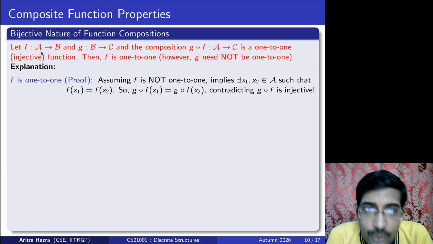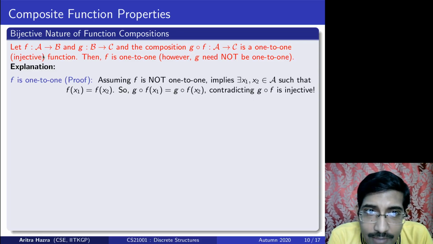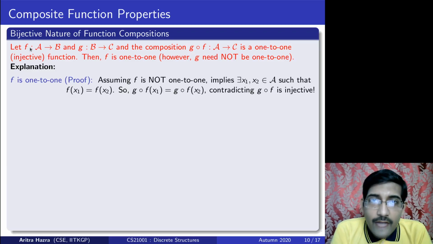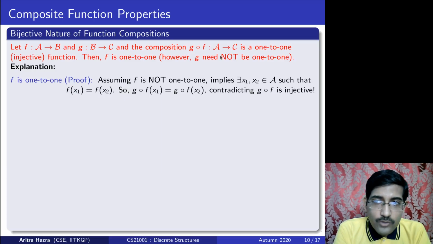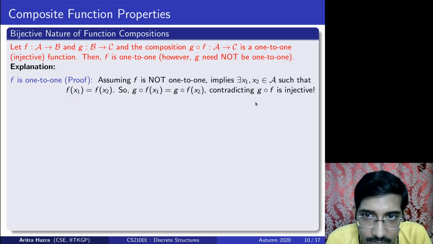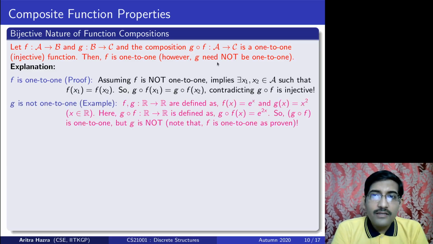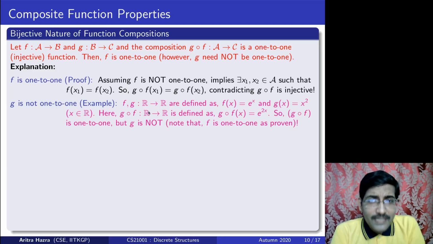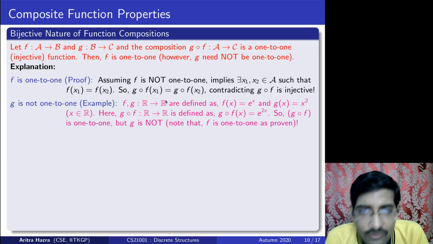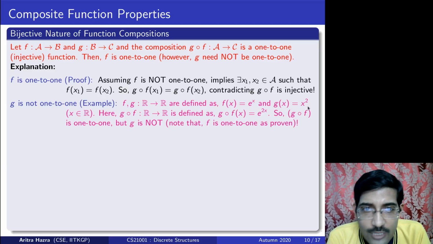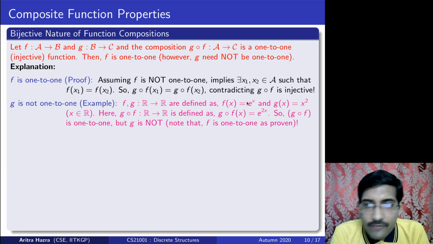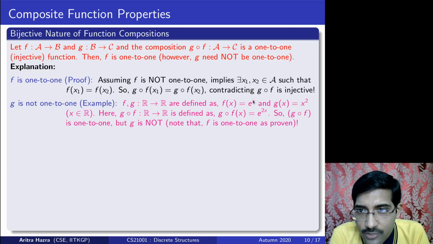So assuming that f is not injective is wrong, because we got a contradiction to our given premise. So f is injective. However, g need not be, because let us take an example. f and g are from real to real. f(x) is e to the power x and g(x) is x squared. Now g∘f is defined as first you apply f(x) then g(x), so e to the power x whole squared, which is e to the power 2x.